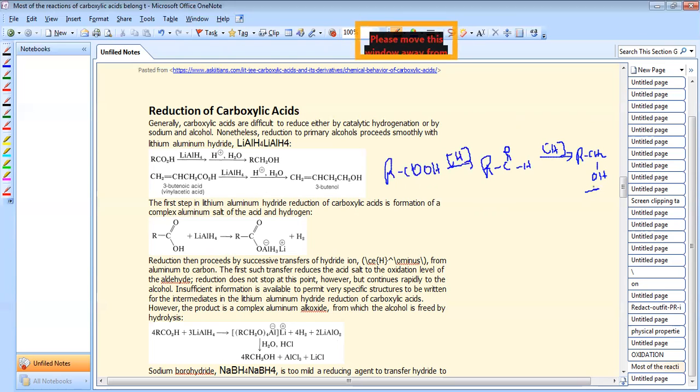First, the carboxylic acid is converted to the corresponding carbonyl compound, and this carbonyl compound again undergoes a reduction reaction to give our end product, that is alcohol. So this is the way of reduction of carboxylic acid. For this purpose we are using mainly two reagents, lithium aluminum hydride and sodium borohydride.